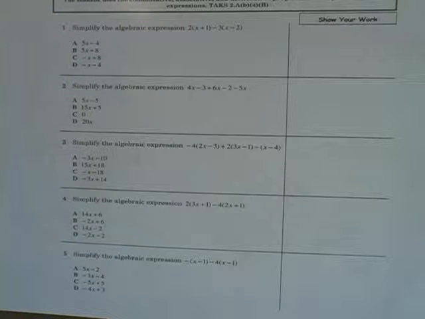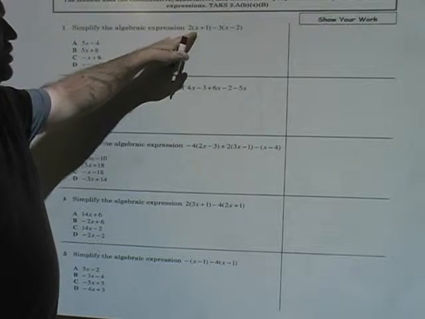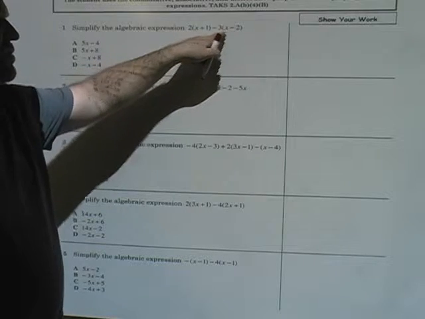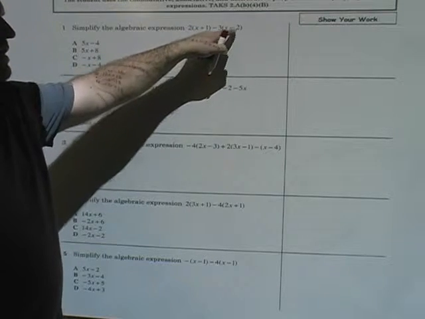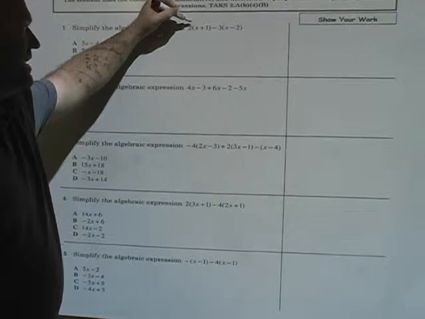to simplify the algebraic expression. And if you remember from previous math courses, there's a property called the distributive property that you've probably heard of, where you take the 2 and you multiply it by everything inside here, and then over here you do the same thing with the 3. You're going to multiply it by everything inside here. Okay, so let's do that.